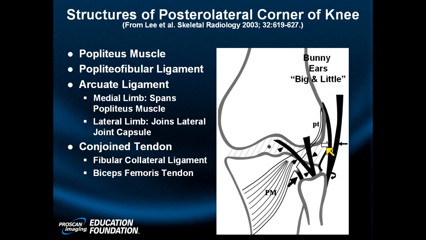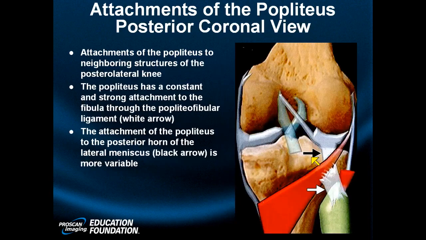Posteriorly, we see the fibular collateral ligament. It merges with the biceps femoris, but not really. They have separate footprints on the fibular head, which I'll show you in a moment. The arcuate is a condensation of the capsule. It's contiguous with the joint capsule.